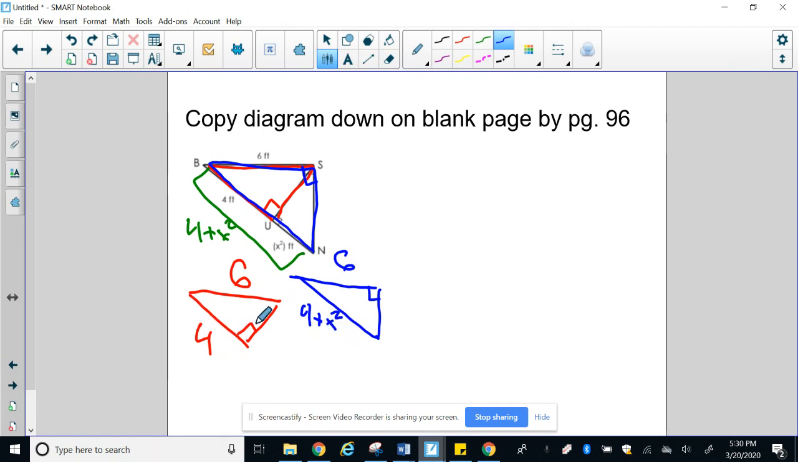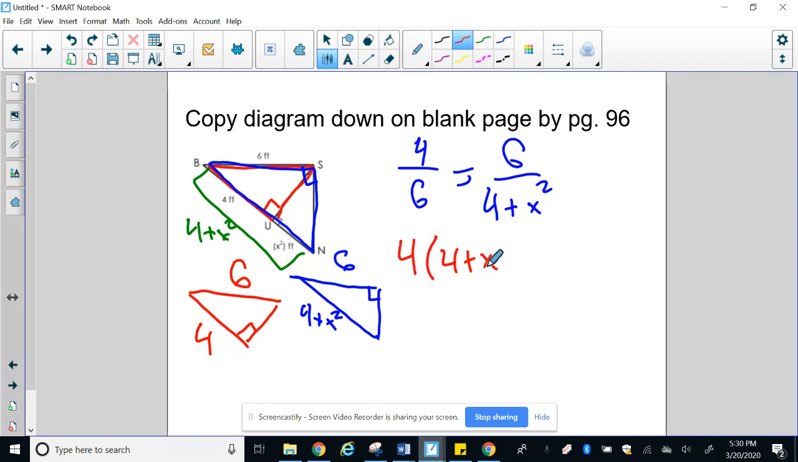Sorry, I know it's a little messy. So now we can match things up. The 4 was the long side. That matches with the 6 from over here. So I can say 4 over 6 equals, well then 6 is the hypotenuse here. That matches with 4 plus x squared over here. So 6 over 4 plus x squared. Cross multiply. So we have 4 times 4 plus x squared equals 36.